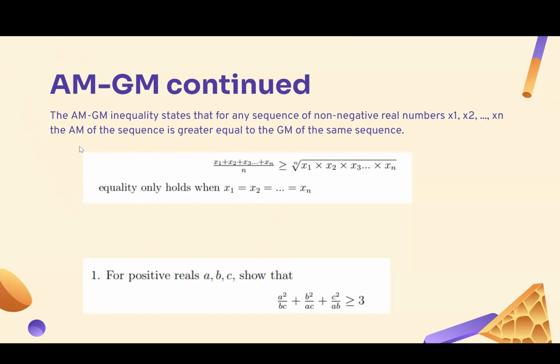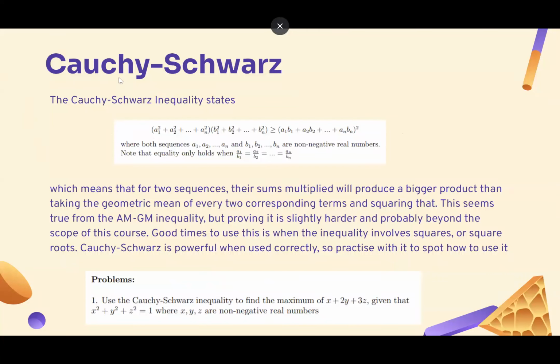Okay, now we'll move on to the Cauchy-Schwarz, and it's a bit of a mouthful, but basically it is also for non-negative real numbers, but in this case, we have 2 sequences instead of just 1 sequence. What it states is, as we see below, that we have a sequence of A1 to AN, and then another sequence of B1 to BN. And notice that these are sequences of the same length.